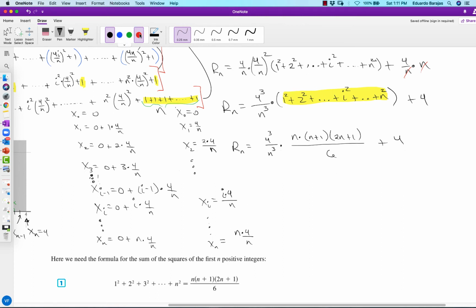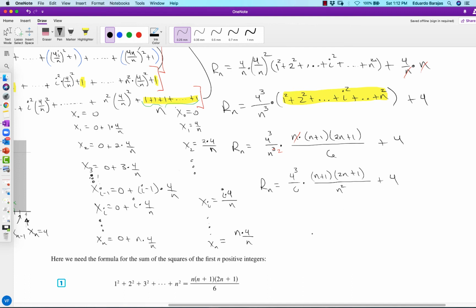Okay, and now we can reduce one of these n's. This one reduces to 2 and cancels with that one. And then I'm just going to put that constant and bring it out here. So we have that r sub n is equal to 4 to the power of 3 divided by 6 times n plus 1 times 2n plus 1 divided by n squared. And then there's this plus 4 over there. Okay, so now we have a formula for the sum of n rectangles using the right rule.